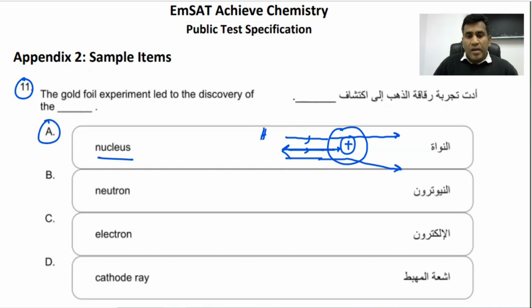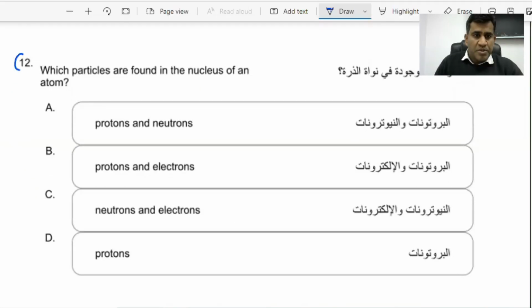So with alpha particles or helium rays, some go direct, some reverse back, and some get deflected at a certain angle. From that we can predict that there is something with a positive charge present, which we call the nucleus. Question number 12 here is, which particles are found in the nucleus of an atom?